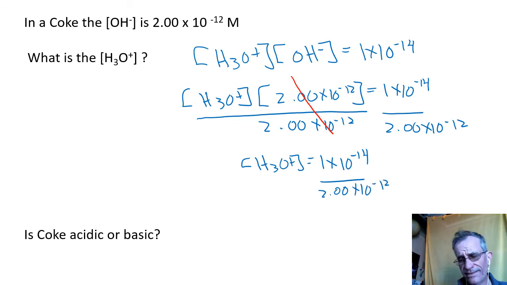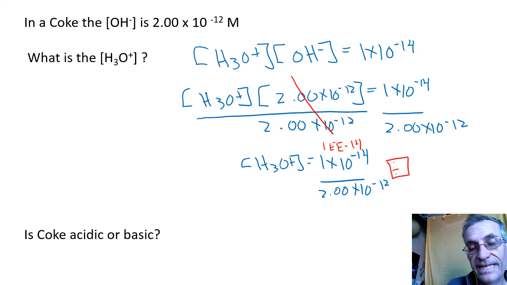We're going to have to get this into our calculator. Let me remind you how to enter this because we haven't done this in a while. These numbers are in scientific notation. Everybody's calculator is a little bit different, but the way you'd enter this is 1 EE minus 14, then divide, and then the bottom number would be 2 EE minus 12.